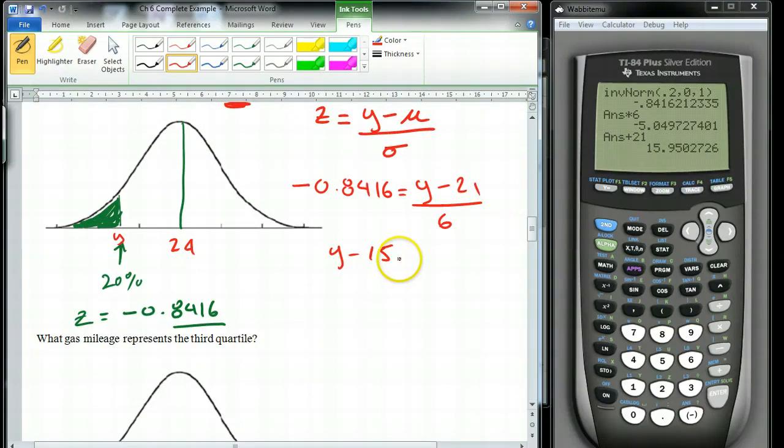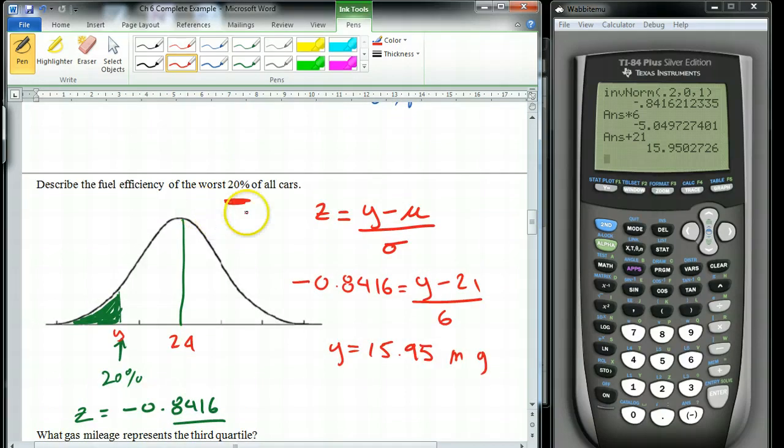So 15.95 miles. That should be an equal sign. Miles per gallon. Okay, let's see what the question is again. Describe the fuel efficiency of the worst 20% of all cars. Again, you need a full sentence here. So according to the normal model, the worst 20% of all cars get less than 15.95 miles per gallon.